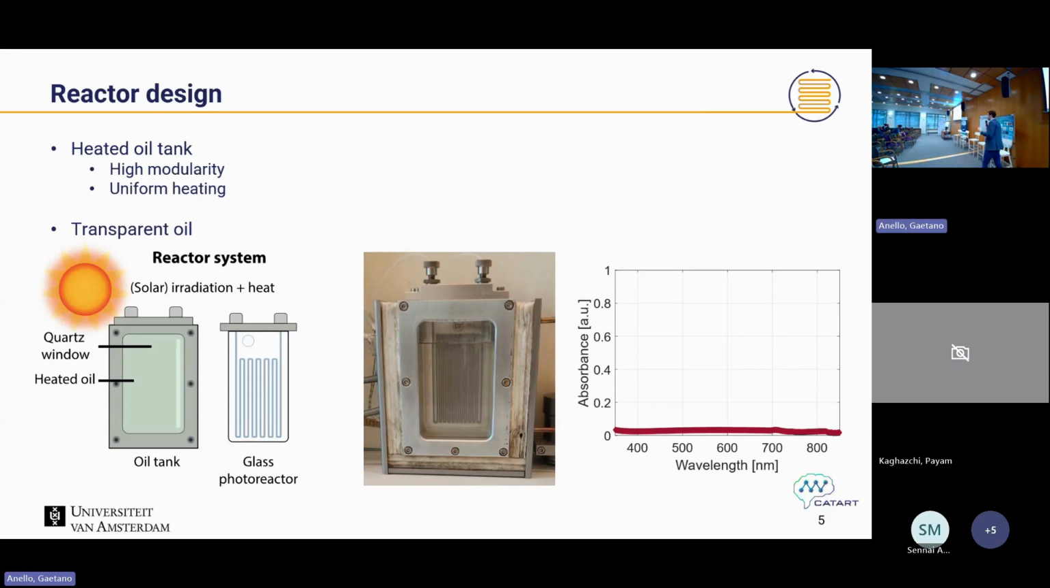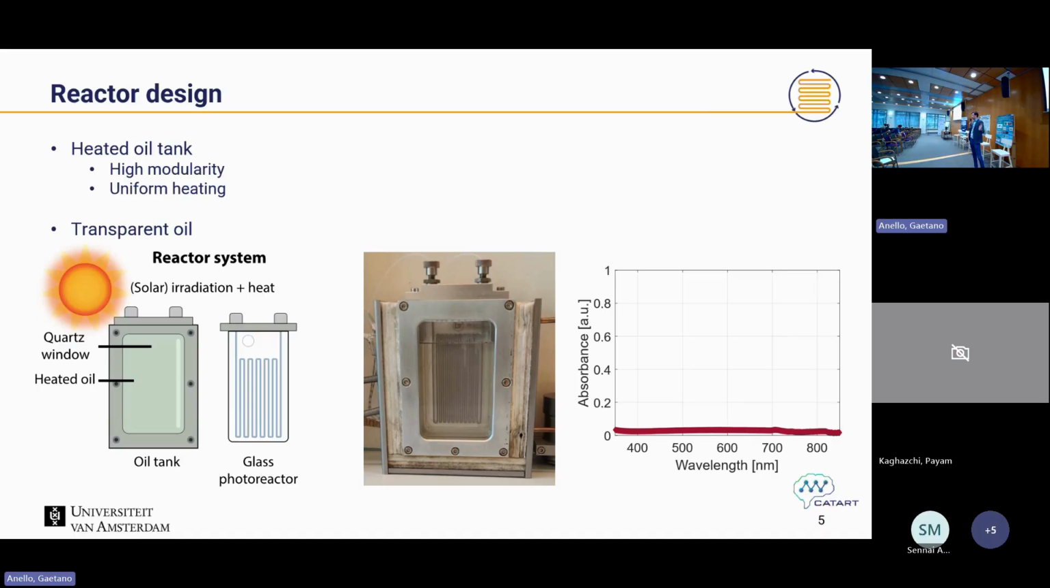So one of the ideas within the project was to develop then a reactor where we can screen this catalyst. And to tackle this inhomogeneous heating, we came up with this relatively simple idea, I would say. We made an oil tank with a quartz window, so we can irradiate inside the oil tank, and the oil that we use is also transparent, at least for the wavelengths that we're interested in. And then inside this oil tank, we can insert these glass reactors.